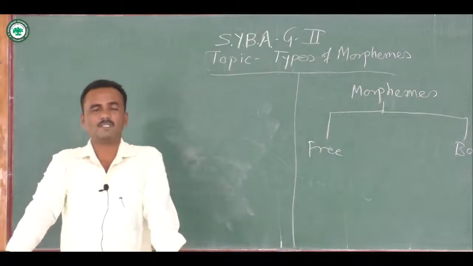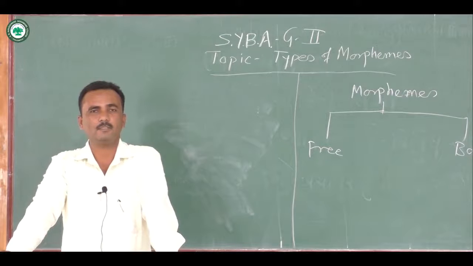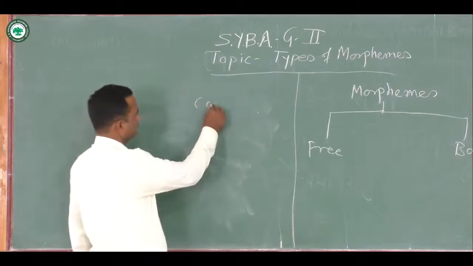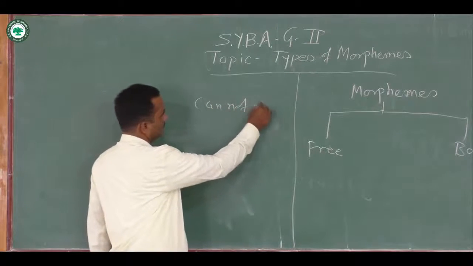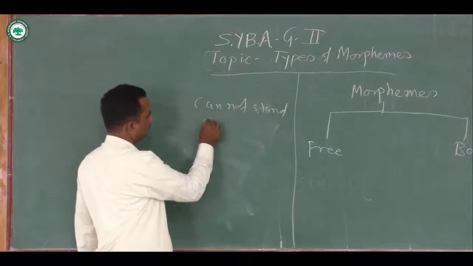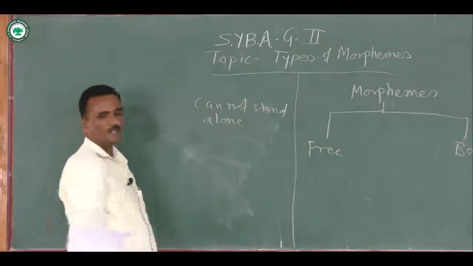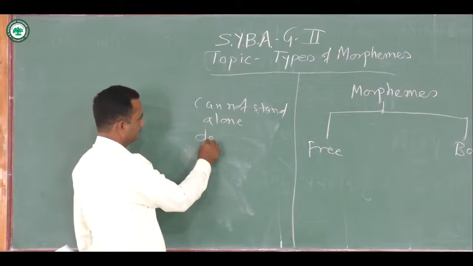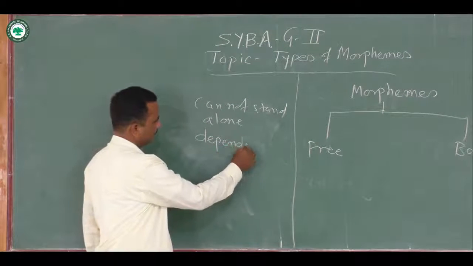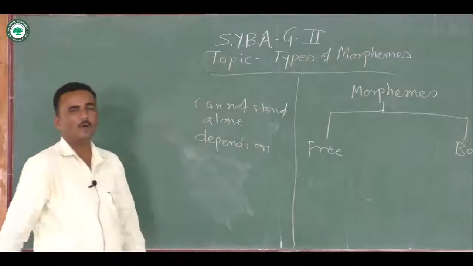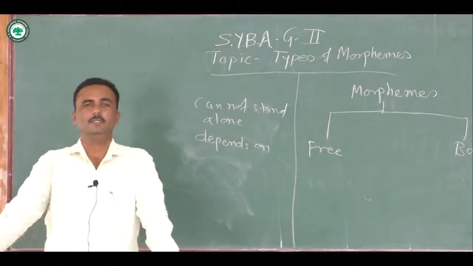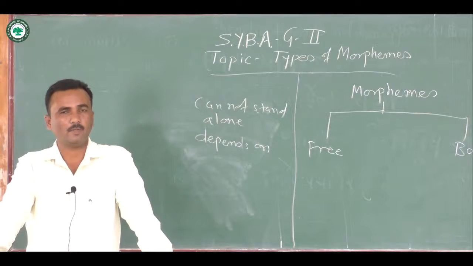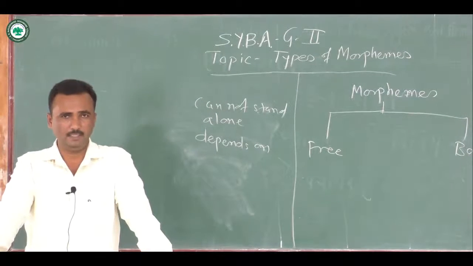So bound morphemes are a type of morphemes which cannot stand alone. For meaning, it depends on other words or part of the word. They cannot stand alone, they are dependent, they cannot provide meaning when they come in isolation.